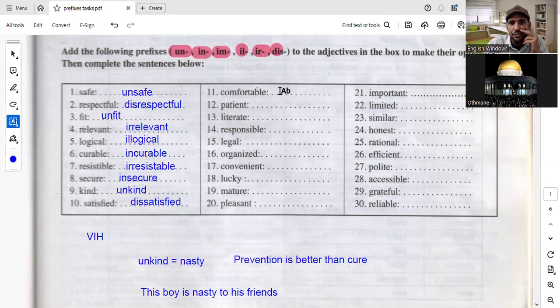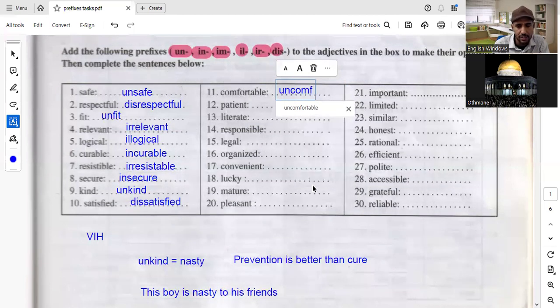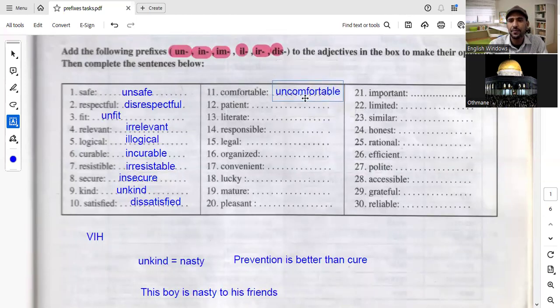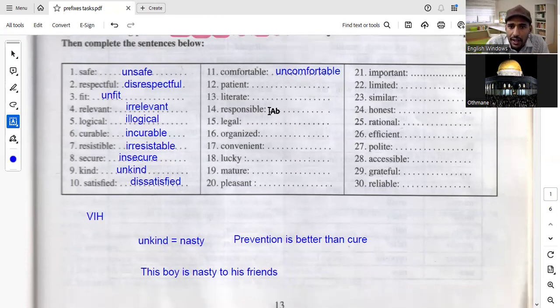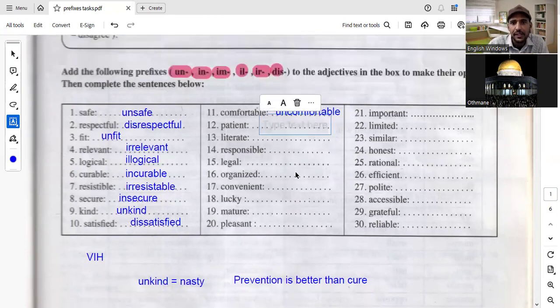Well, number 11, comfortable. Uncomfortable. Very good, uncomfortable. You know what comfortable means? Relaxed, relaxing, very good. We say this chair is comfortable, but the other one over there is uncomfortable. It's not relaxing, right?